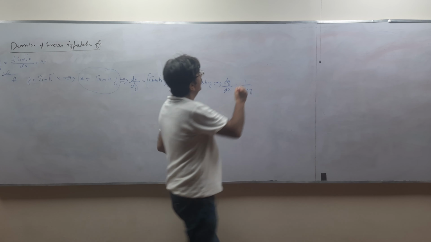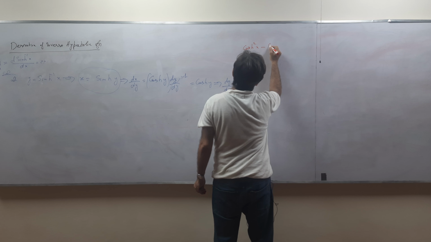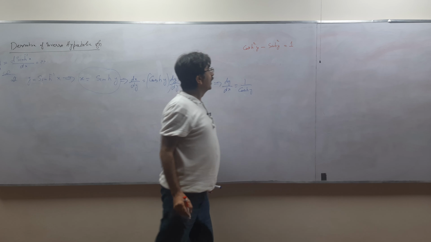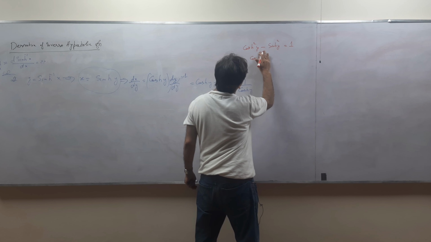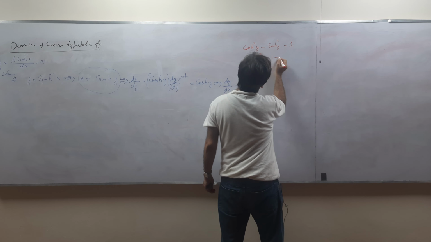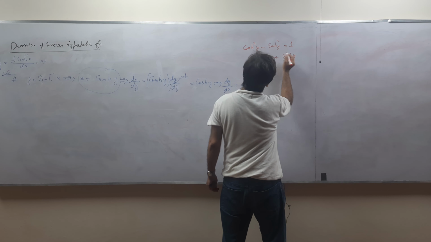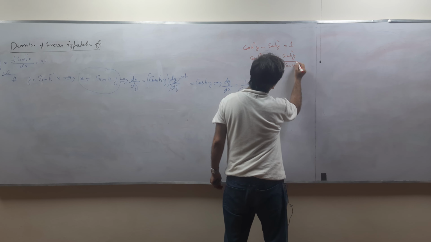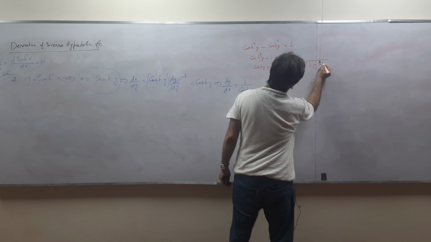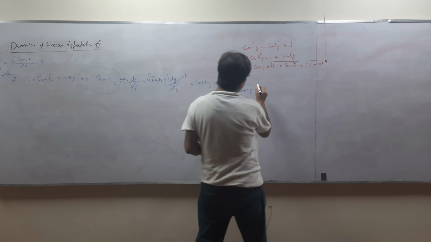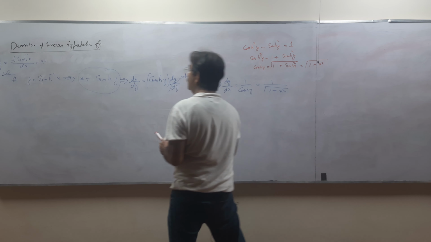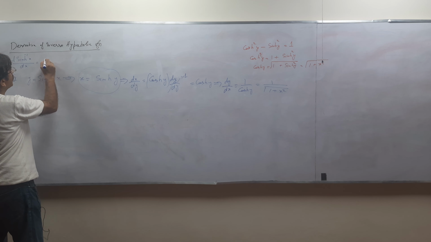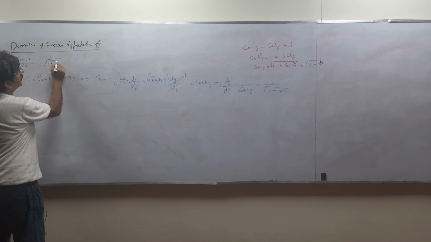That was cos hyperbolic square y minus sine hyperbolic square y equal to 1. So cos hyperbolic y will be equal to the square root of 1 plus sine hyperbolic square y, and sine hyperbolic y is x, so this is the square root of 1 plus x square. So the formula is the same as we have derived for the inverse: dy over dx is 1 divided by the square root of 1 plus x square.